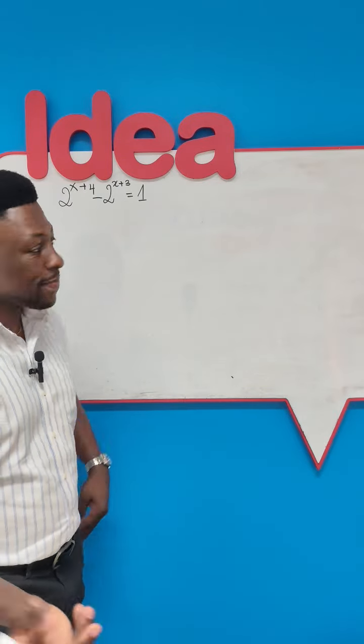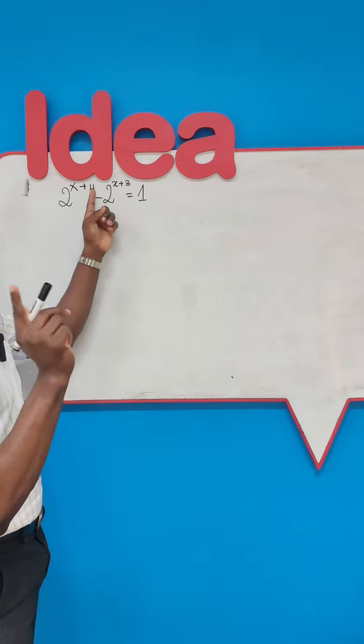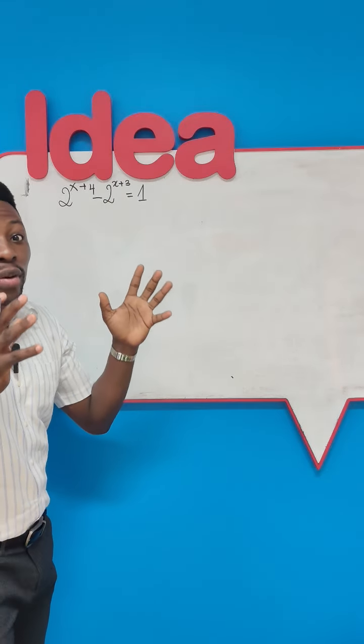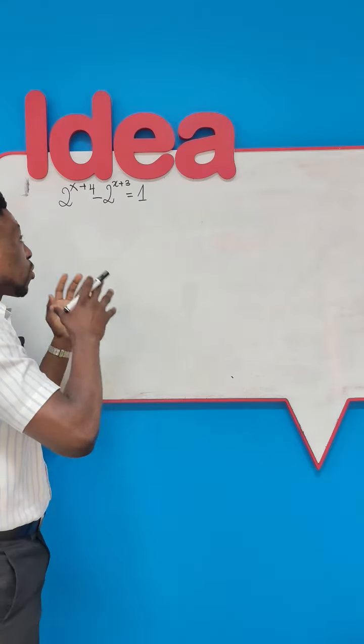Tomorrow will be better. 2 to the x plus 4 minus 2 to the x plus 3 equals 1. No need to say find x in this question.